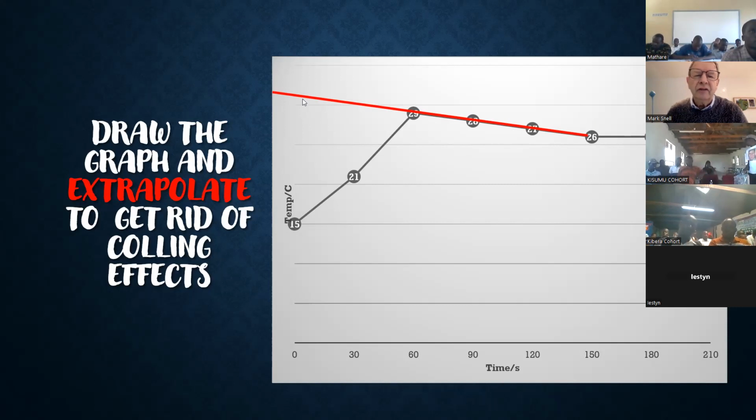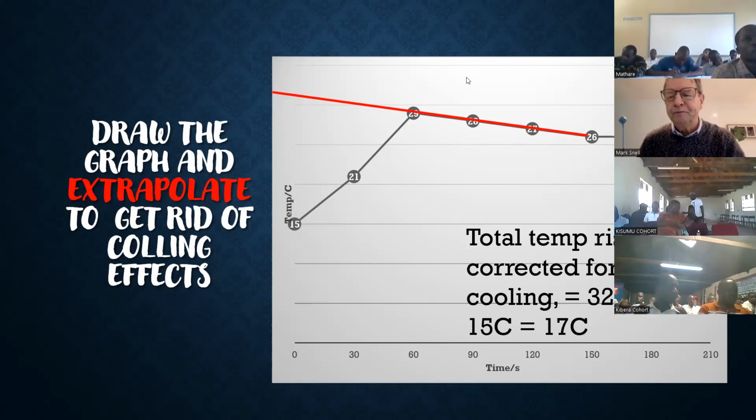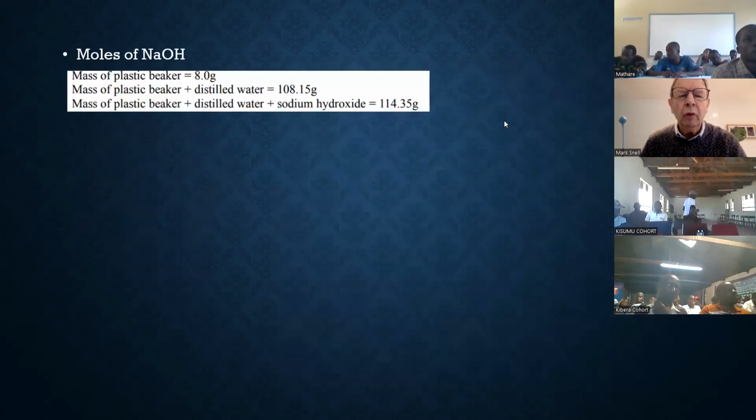And then the true temperature rise is from zero time vertically up to the red line. So that deals with the effect of the cooling of the room. So that goes up to 32. So the proper temperature rise is not up to 29, but up to 32, and not 14, but 17. So what we do then, it says, work out the moles of sodium hydroxide.